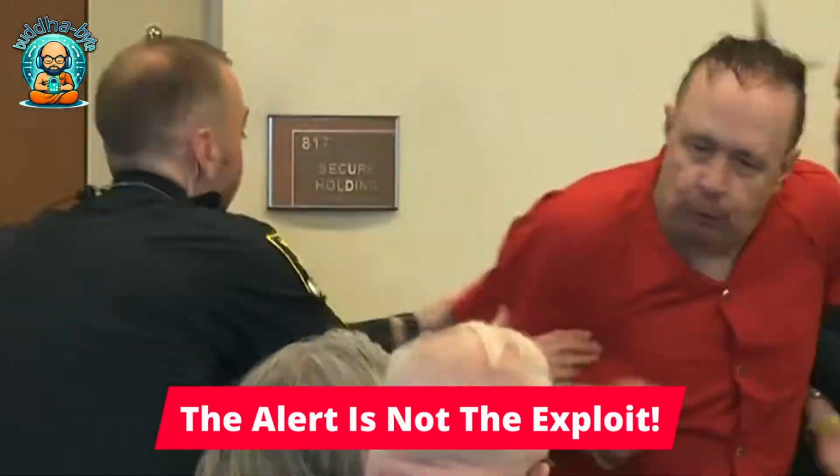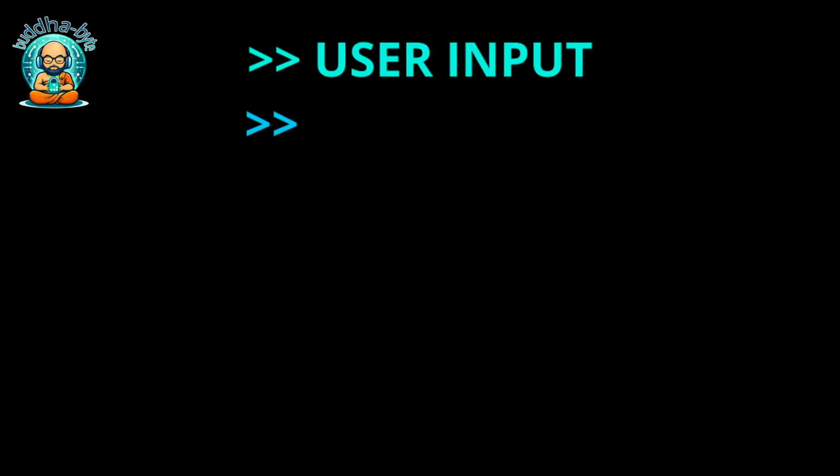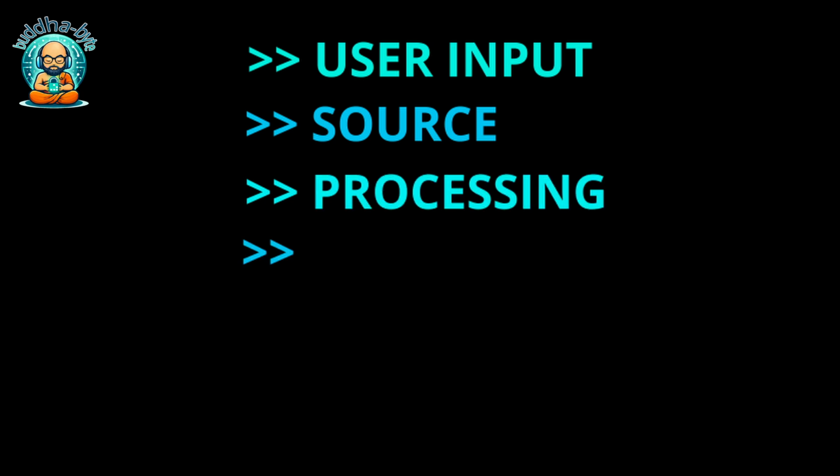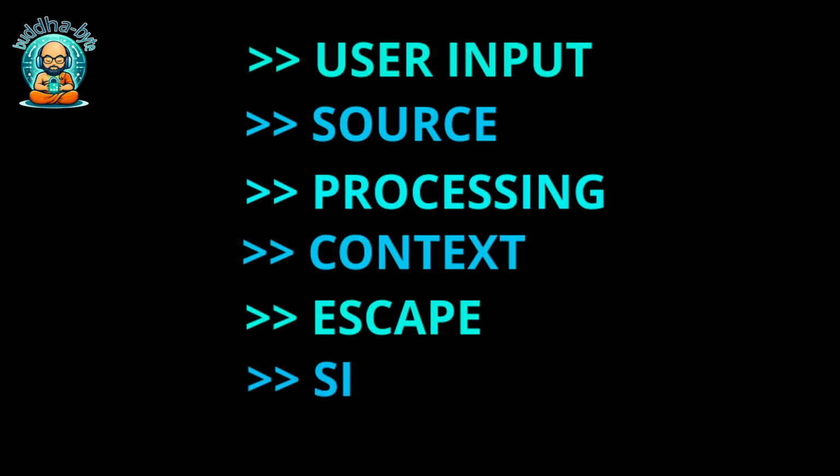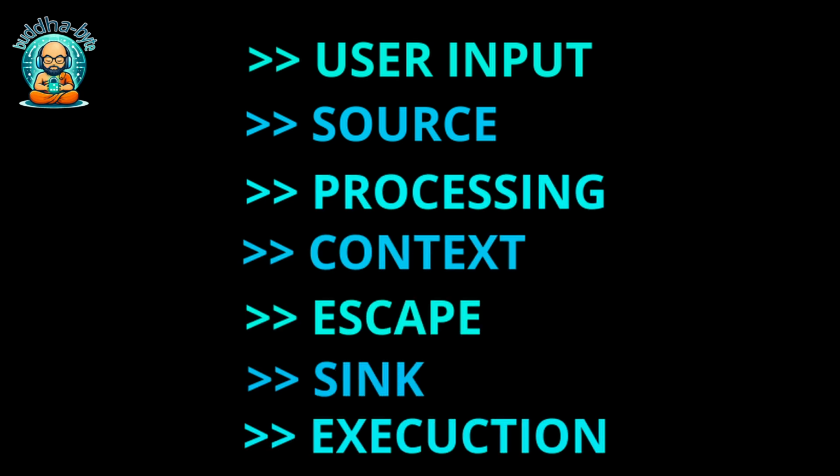Now everything connects. Alert is not the exploit. Sources and sinks show the path, and context defines the rules. And escaping context is how you gain control. Now the full picture looks like this. User input, source, processing, context, escape, sink, and execution. This is the system. Before this, XSS felt like guessing. After this, however, it becomes engineering.